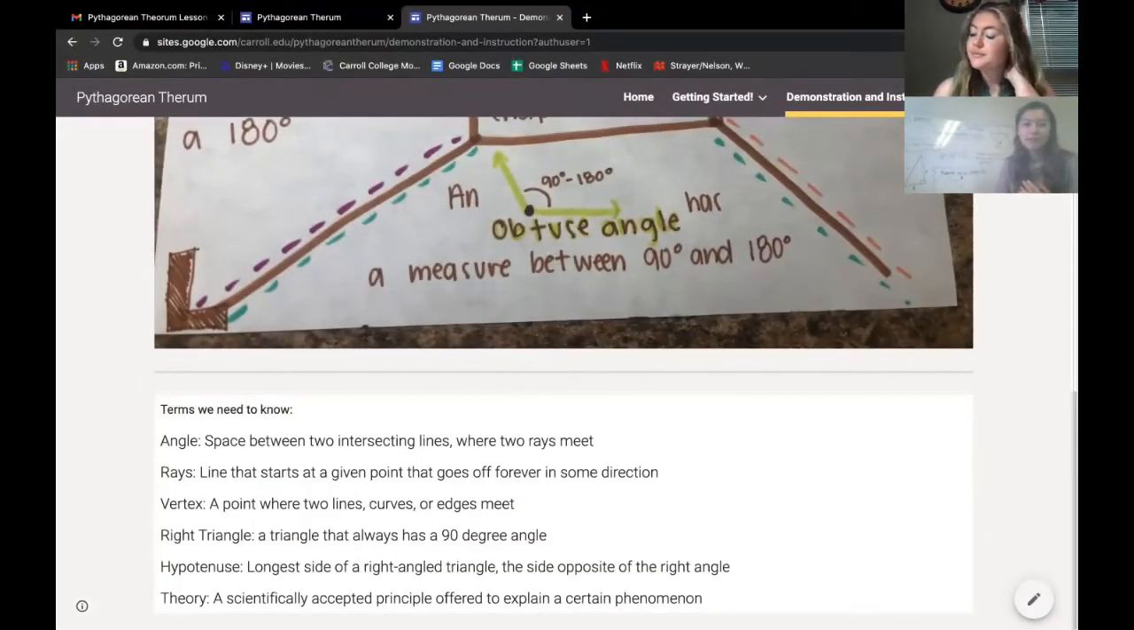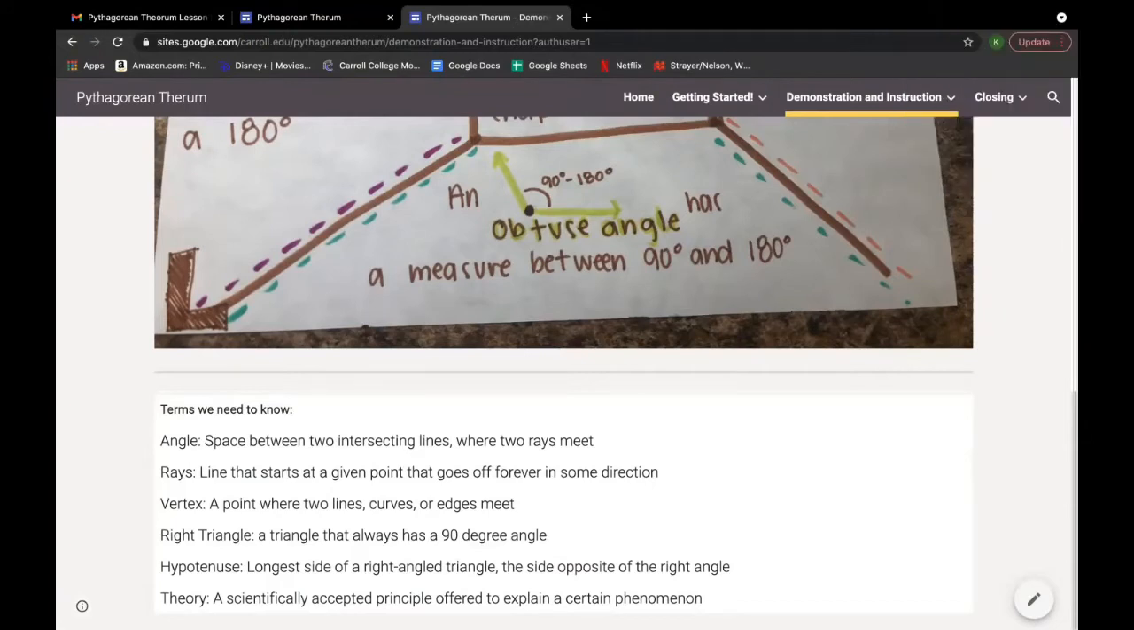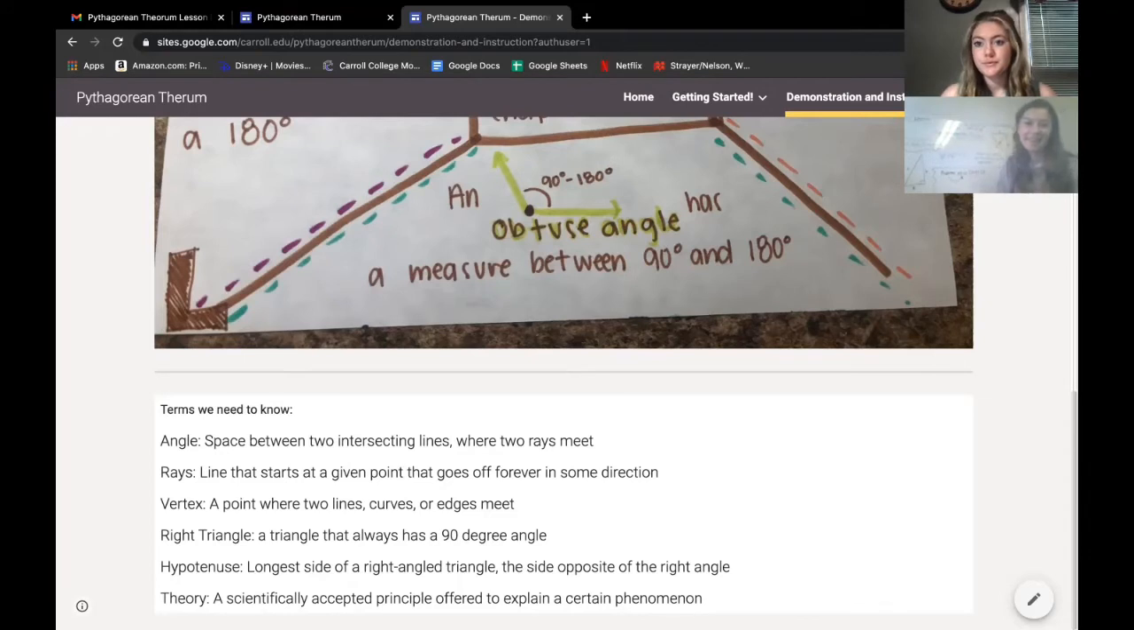So our first term is angle. Our angle is this, where you see this little box. This one is a right angle, so it has that 90 degrees. An angle is the space between 2 intersecting lines where the rays meet. So what is a ray? It's a line that starts at a given point and goes off forever in some direction. It just goes on and on and on. And where our 2 lines meet is the vertex. That's the point, and it can be lines, curves, or edges.